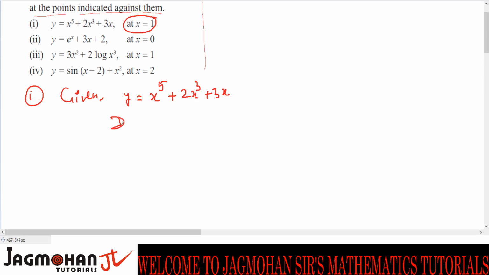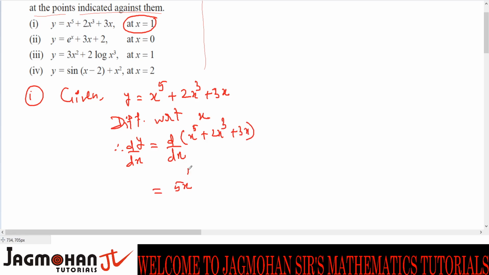I write here differentiating with respect to x. So I get therefore d by dx of y equals d by dx of x raised to 5 plus 2x cube plus 3x, that is equal to 5x raised to 4 plus 2 into 3x square plus 3 into 1. So we get 5x raised to 4 plus 6x square plus 3. This is dy by dx.